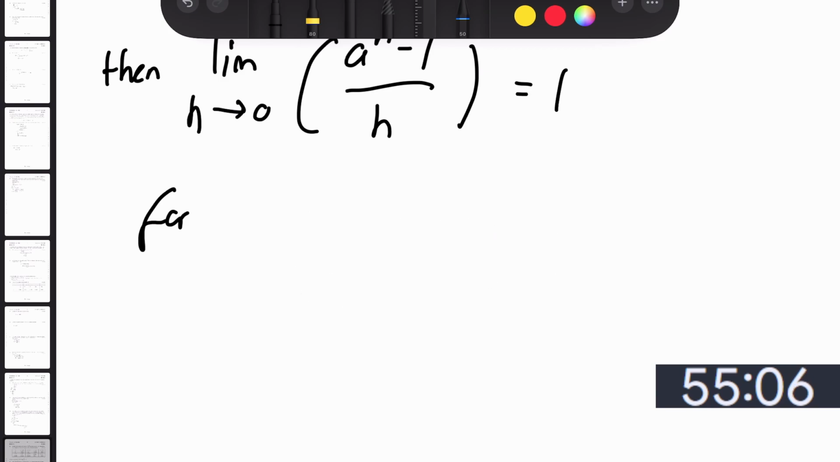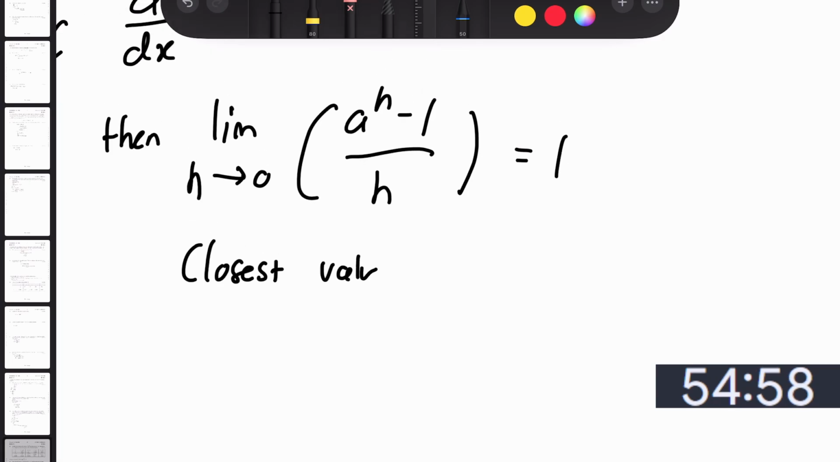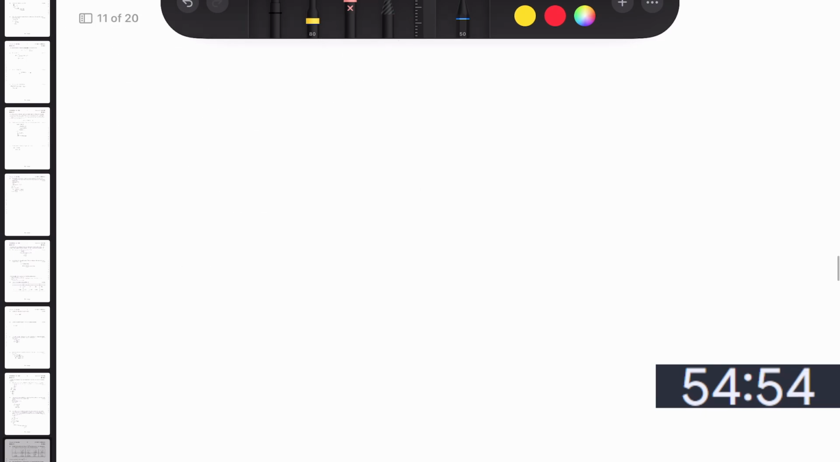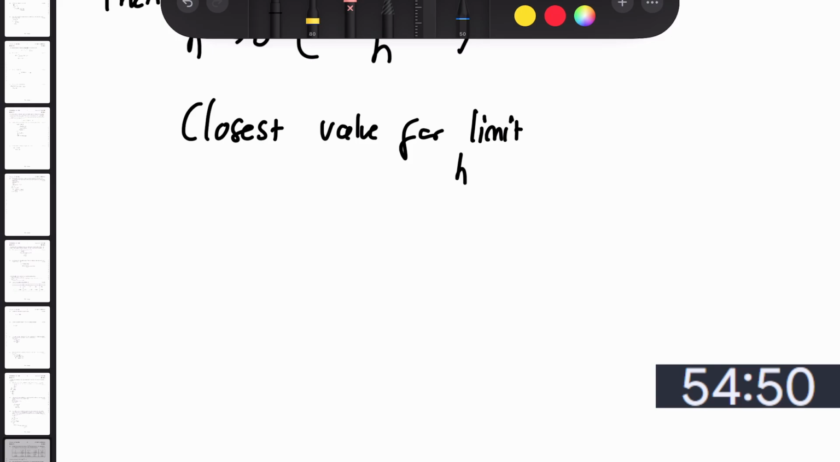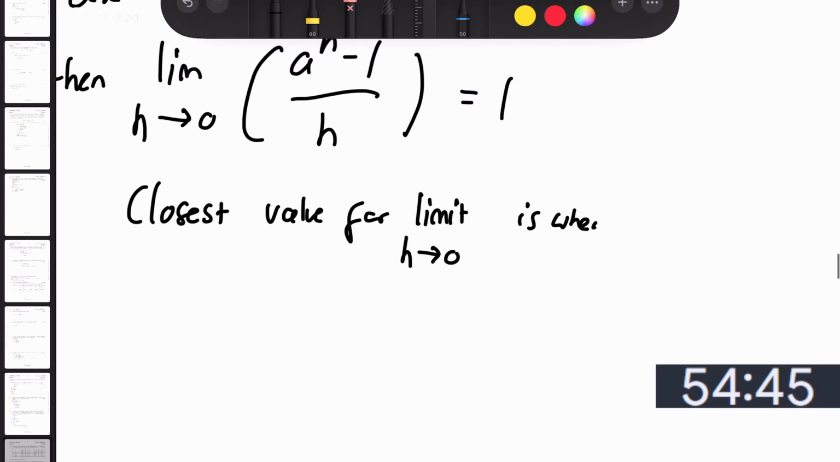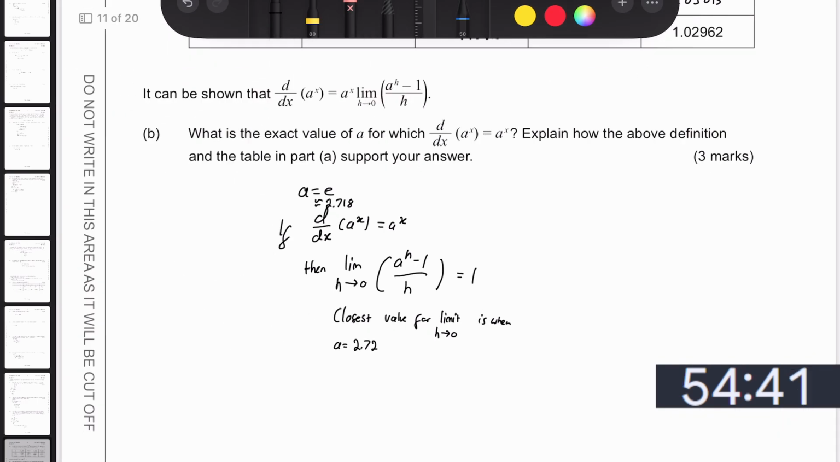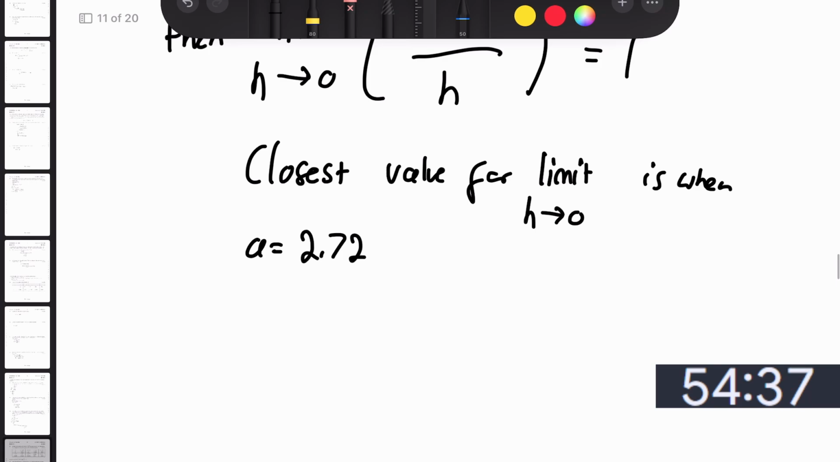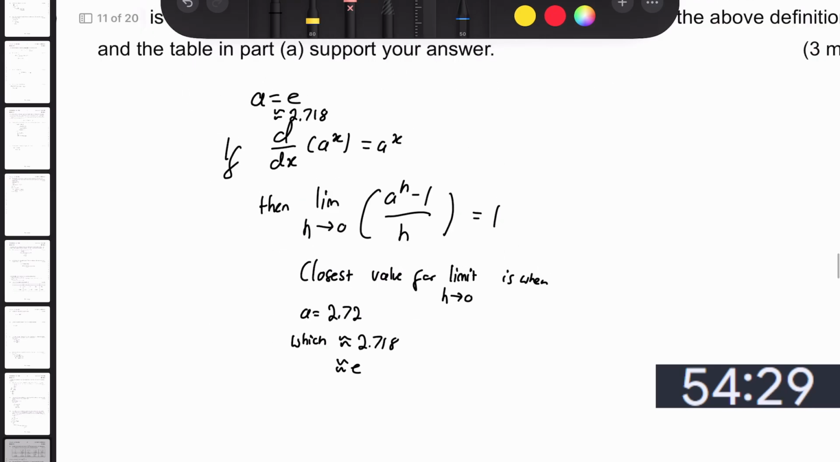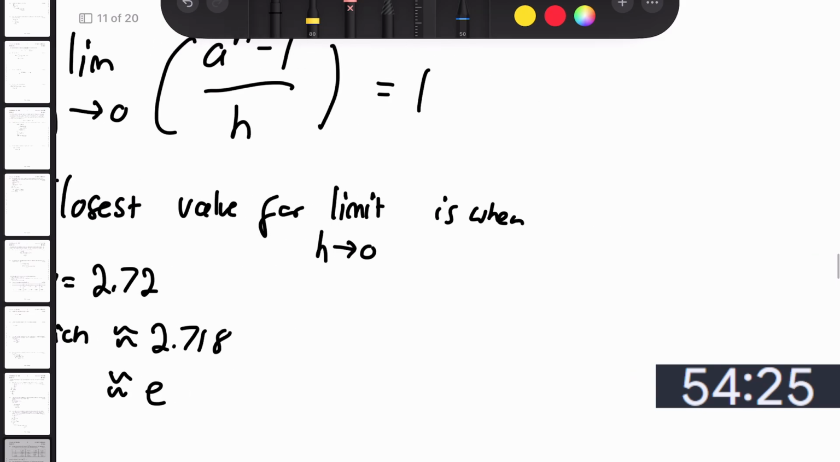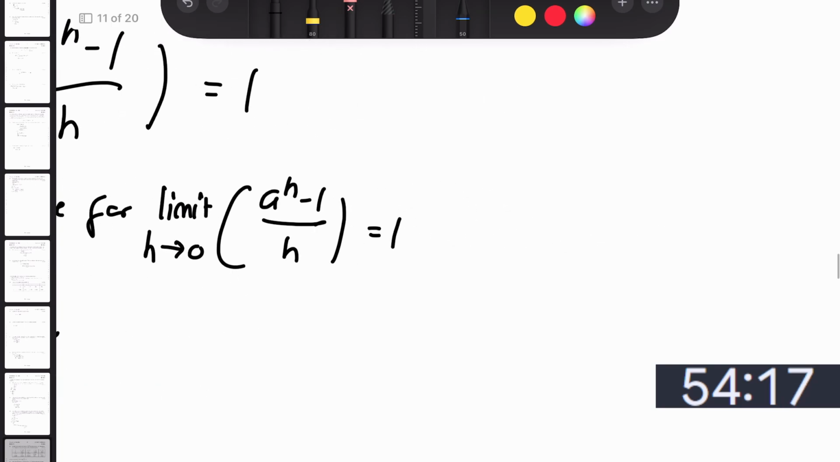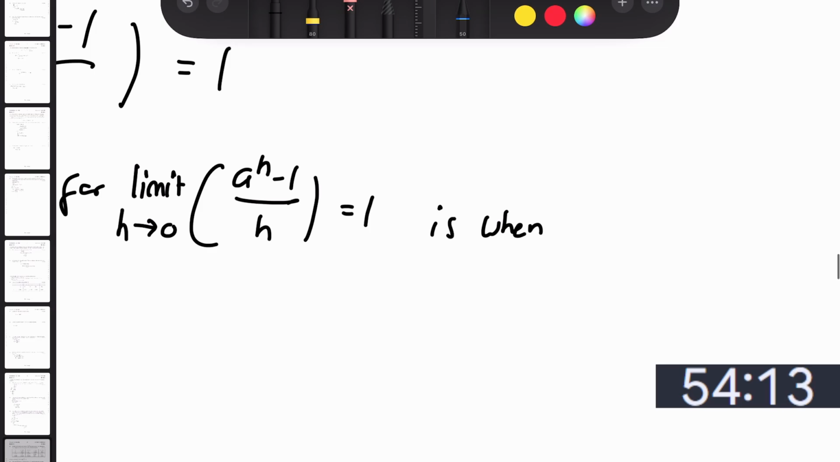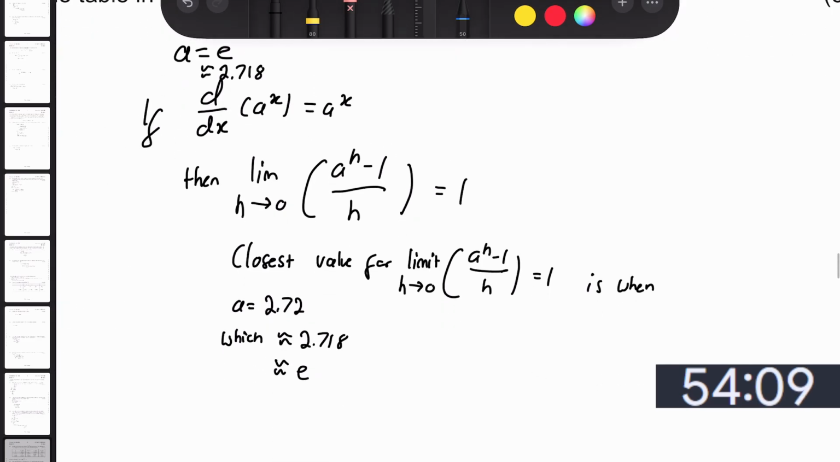I'll say here, I don't think we should talk about that. We should just say closest value for limit which approaches 0 is when a equals 2.72, which roughly equals 2.718, approximates e. I'll write the full thing here. a to the h over h equals 1 is when a equals 2.72, which approximates e.